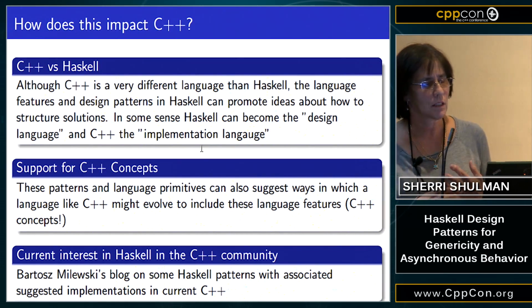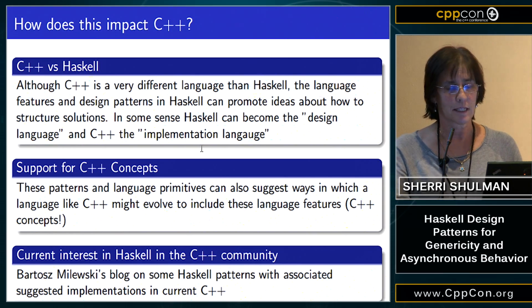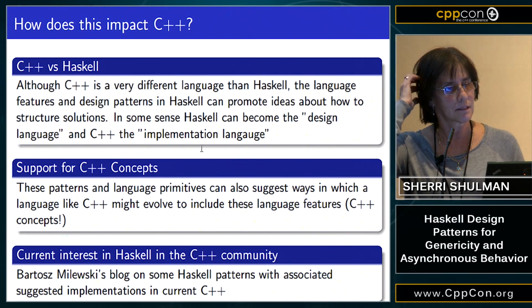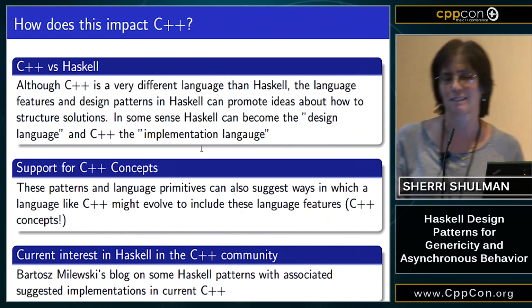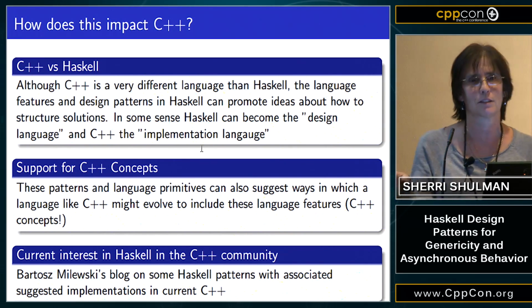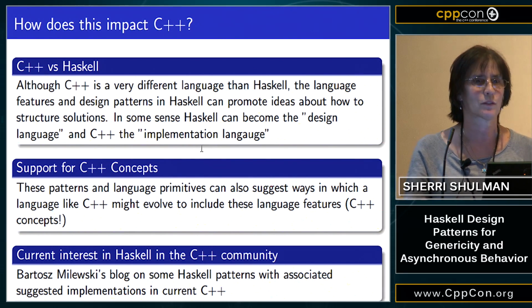All right, so how does this impact C++? C++ is a very different language than Haskell. The language features and design patterns in Haskell can promote ideas about how to structure solutions. So you can think of Haskell as being a design language and C++ the implementation language. And as a matter of fact, Haskell has been called an executable specification language.